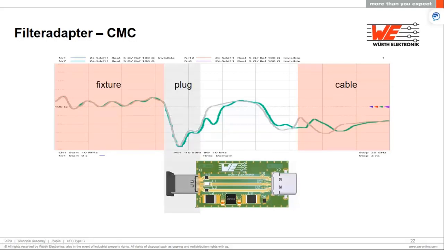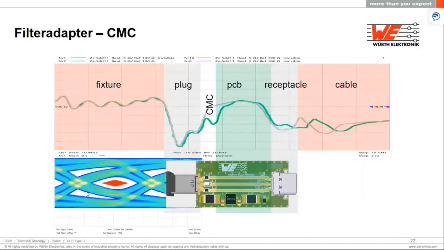Plug stays the same. It is still close to 90 ohms. The common mode choke made it a little closer to 90 ohms, with slight difference due to the stray inductance of the choke. The PCB remains the same and the receptacle also remains pretty close to 90 ohms. So when we selected the proper common mode choke, proper filter, we see that the eye diagram, or the signal diagram, is not at all manipulated or changed.